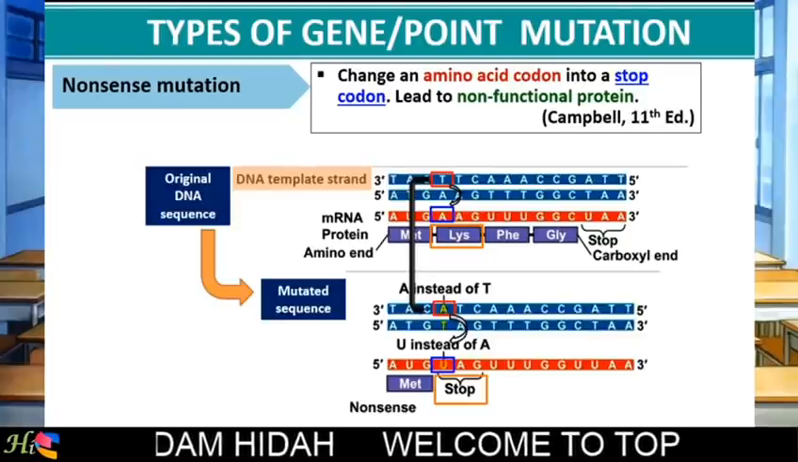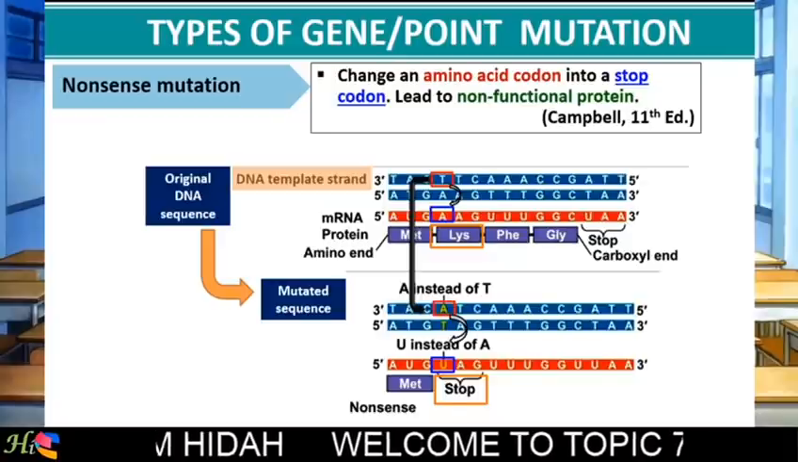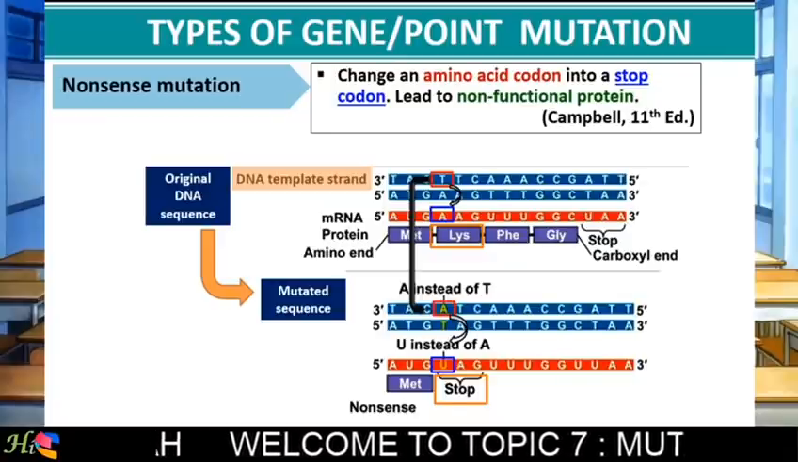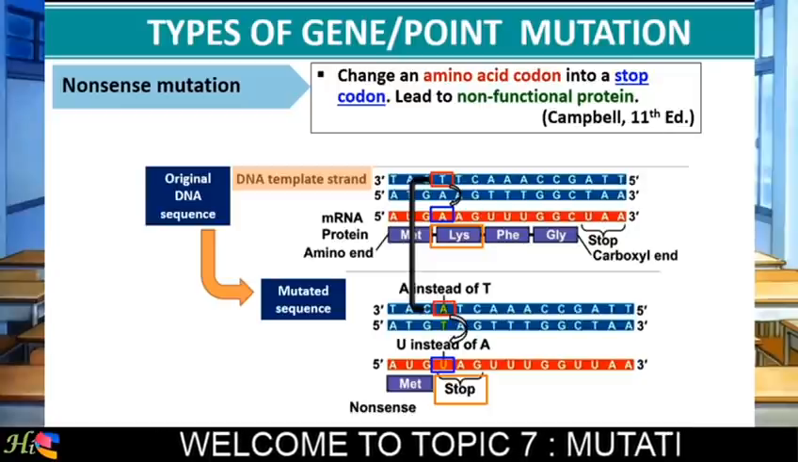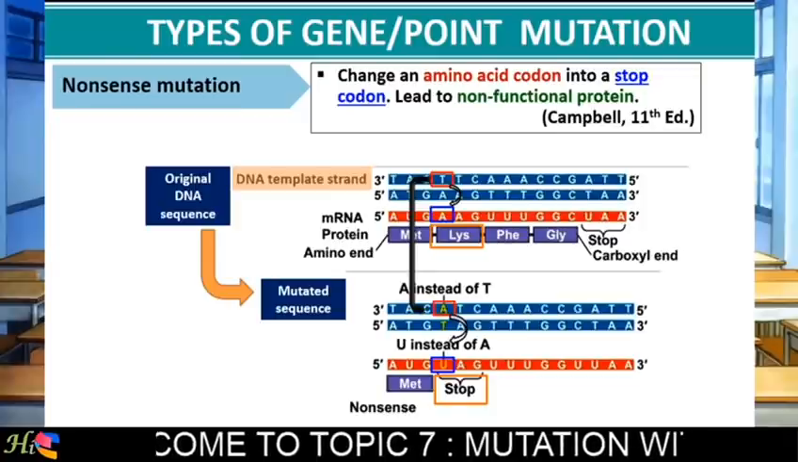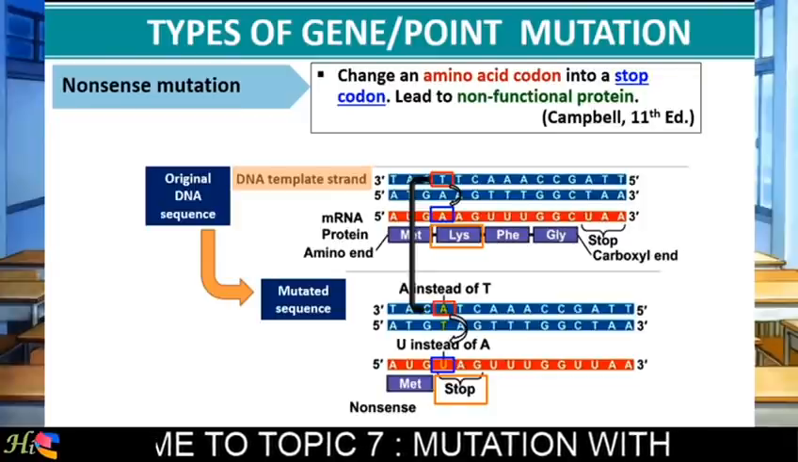producing the UAG codon. UAG is one of the stop codons, and it causes translation to be terminated prematurely. The resulting polypeptide will be shorter than the polypeptide encoded by the normal gene.